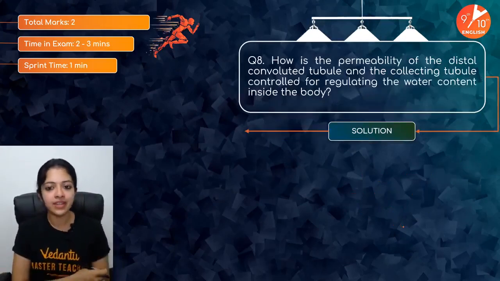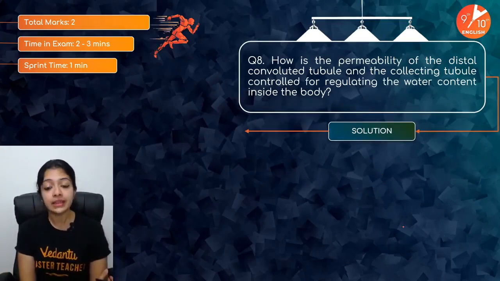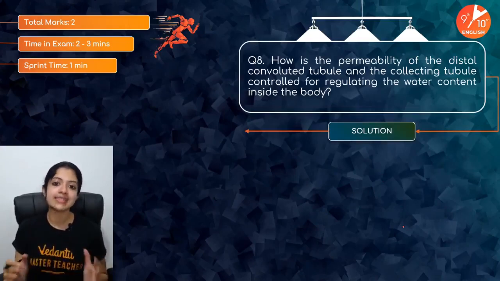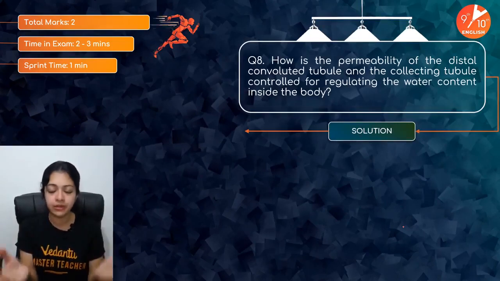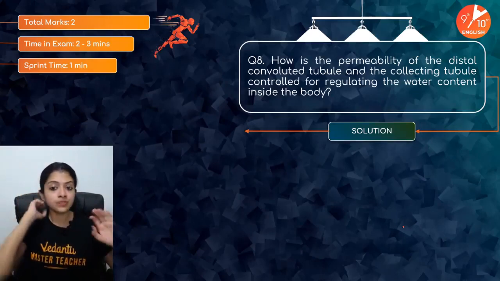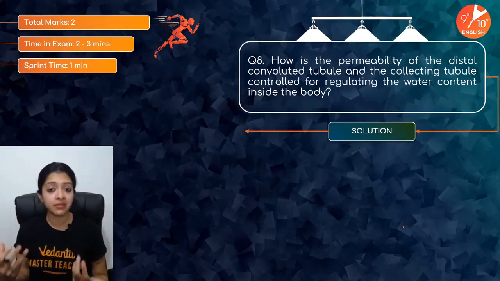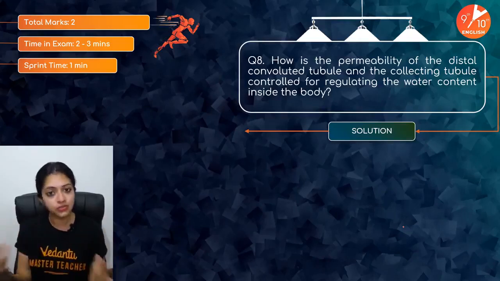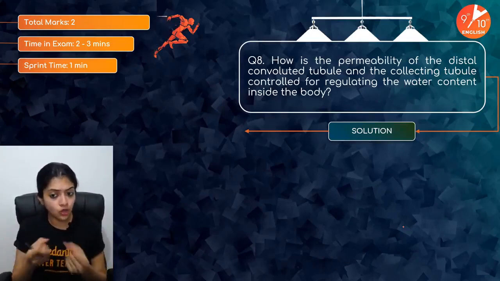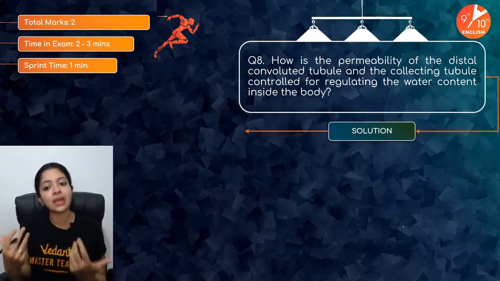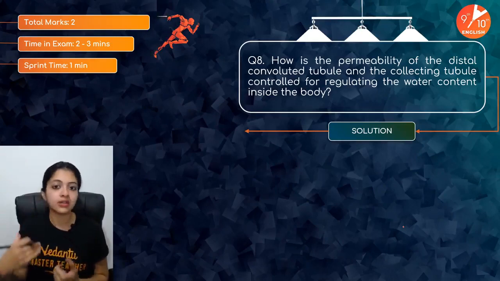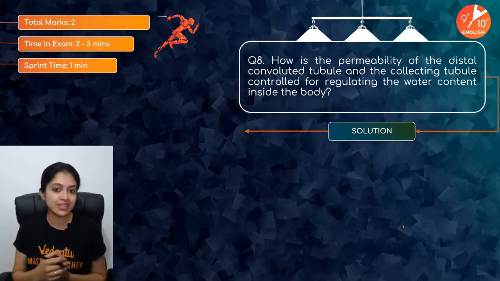Okay, moving ahead to the next one, which is a 2 marks question. How is the permeability of the DCT and the collecting tubule controlled for regulating water content inside the body? Very interesting. If you recall everything we've discussed here, tubular secretion and tubular reabsorption are crucial steps of urine formation, right? So how are the tubules able to maintain this, pretty much like they seem automatic? How do they do this? How are they able to detect the amounts of water, the fluid balance in the body? How are they able to adjust it accordingly?